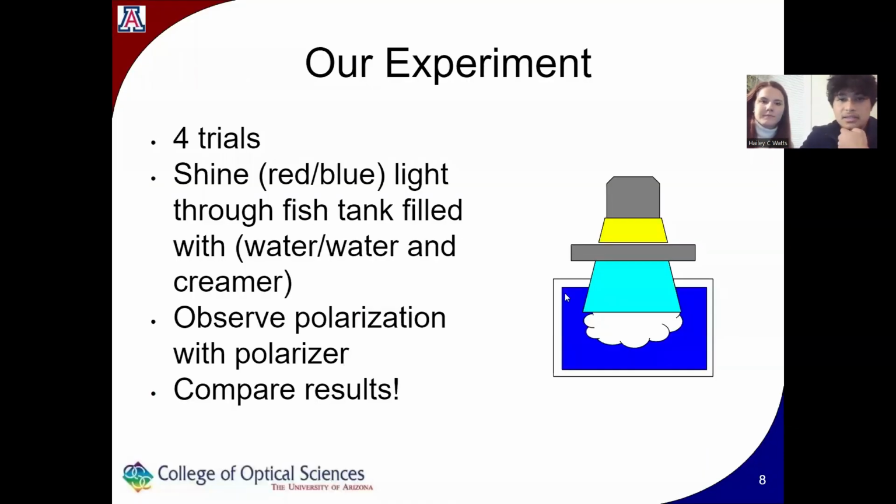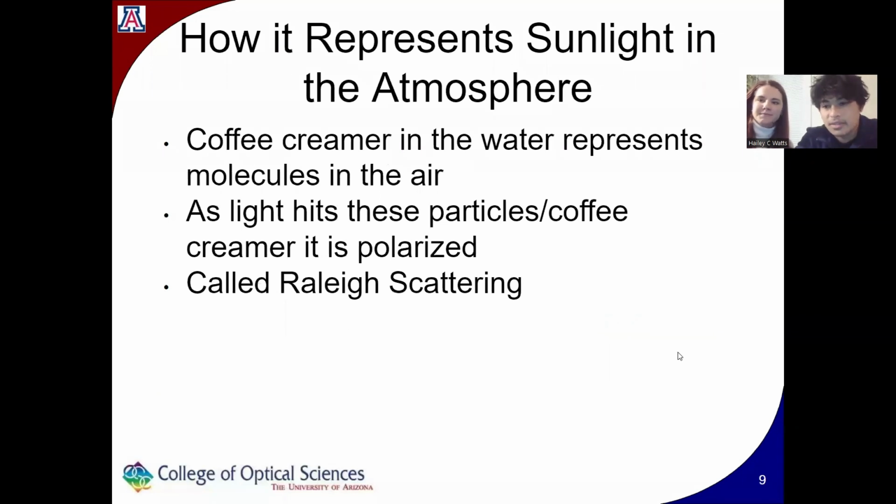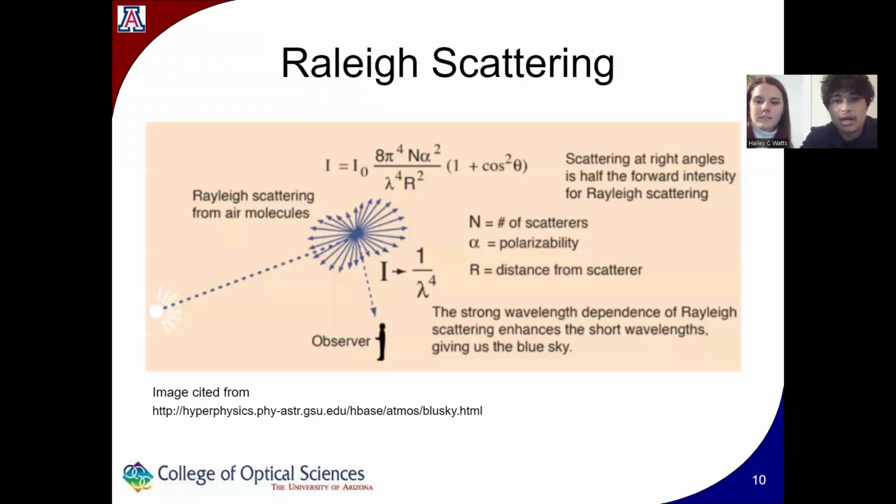Back to our slides. How does this represent the sunlight in our atmosphere, and how does this answer our prompt? The coffee creamer in the water actually represents the molecules of the air. And as the light hits these particles in the air, or as the coffee creamer in our experiment, something called Rayleigh scattering happens, and the light is polarized. Hailey's going to tell you a little bit more about Rayleigh scattering right now.